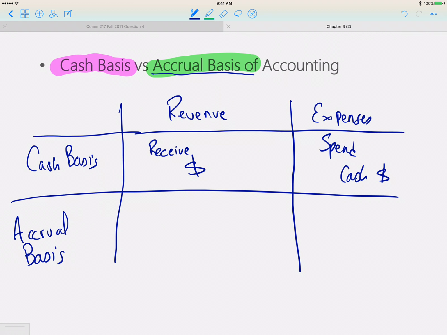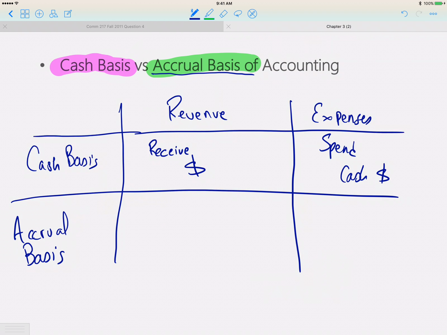We do not follow this in financial accounting because it is not representative of how businesses actually work, and the cash basis is more subject to manipulation. It doesn't really reflect when revenue was earned or when an expense was incurred. The accrual basis is a lot more reflective of what really happened.